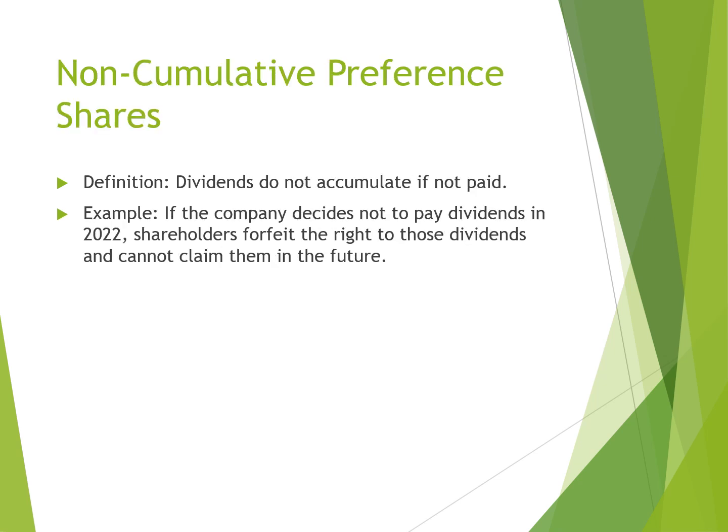Then non-cumulative preference shares: the dividends that do not accumulate. That means if the company decides not to pay dividends, say in the year 2022, then the shareholders forfeit the right to those dividends and they cannot claim them in the future. So that is said to be non-cumulative. It will not be added up or be an outstanding dividend for the shareholders.